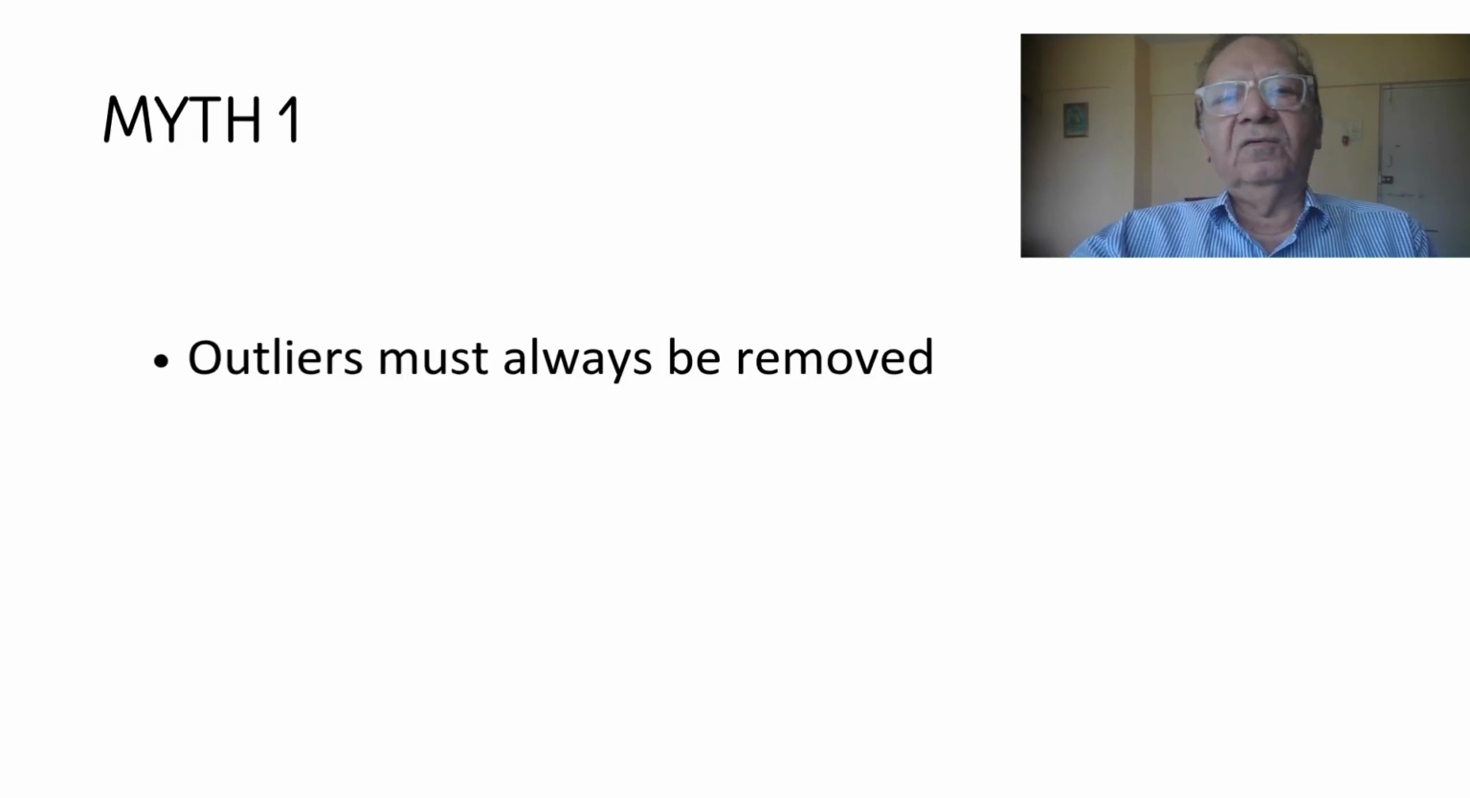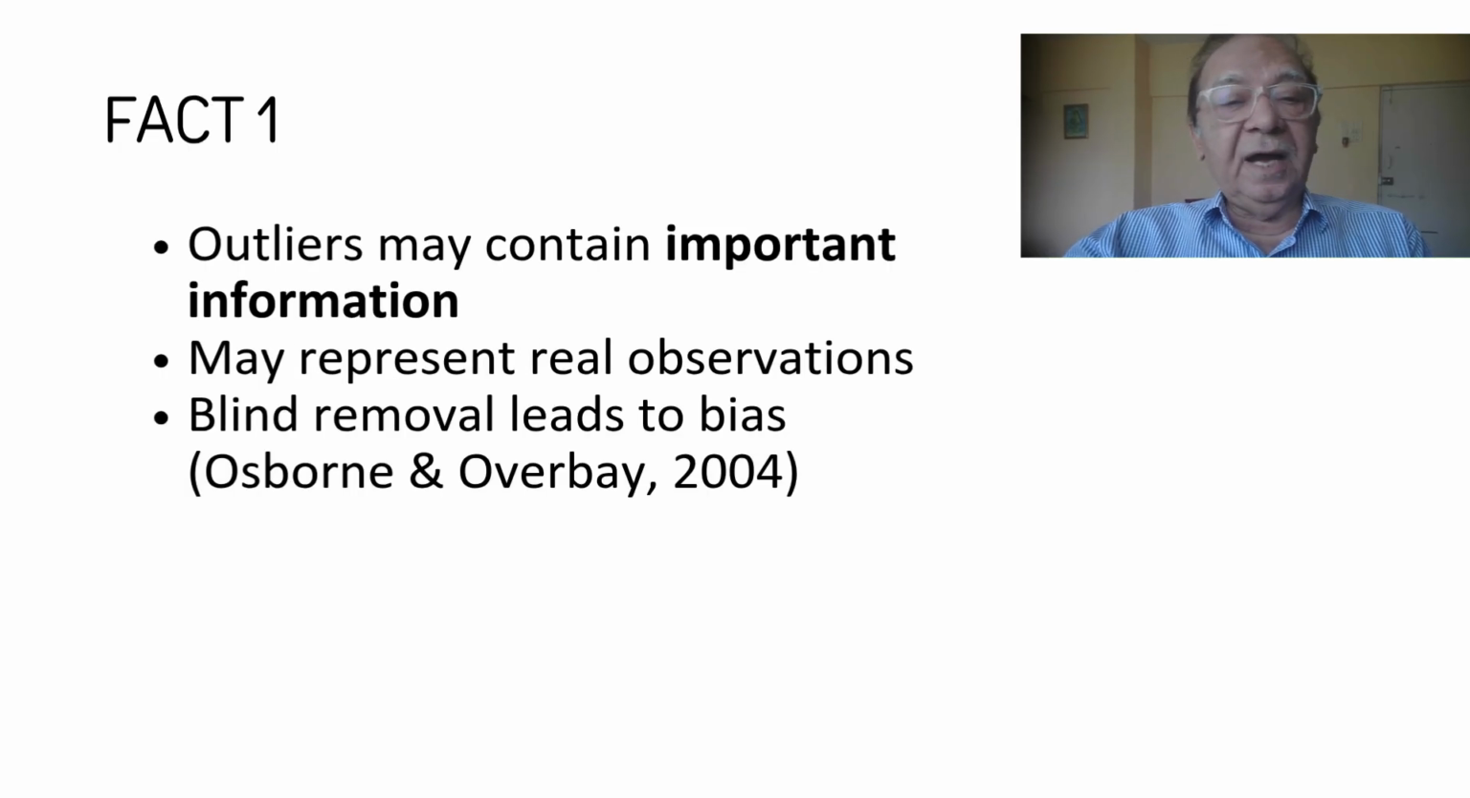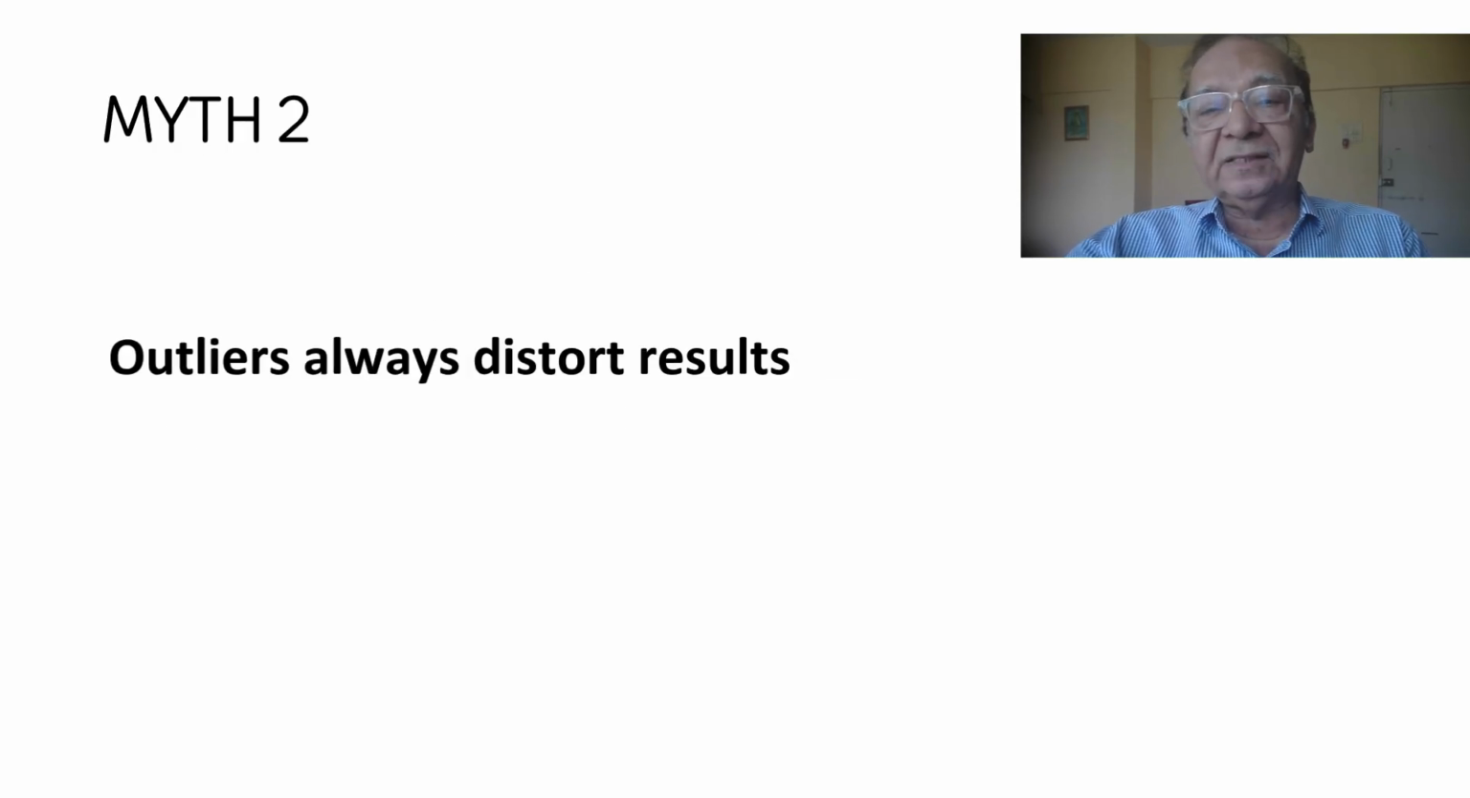Myth 1 versus fact 1. A common myth is that outliers must be removed. Osborne and Overbay emphasize that outliers may represent real and meaningful observations. Removing them without justification can introduce bias and distort conclusions.